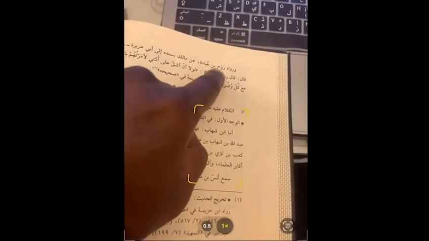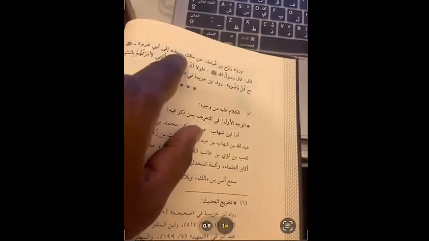This is the riwayah of Rawh ibn Ubadah an Malikin bisanadihi ila Abu Hurairah. Okay, he says لولا أن أشق على أمتي لأمرتهم بالسواك مع كل صلاة. Does it say the same? لأمرتهم. So these are slight differences, so you pay attention to that too.